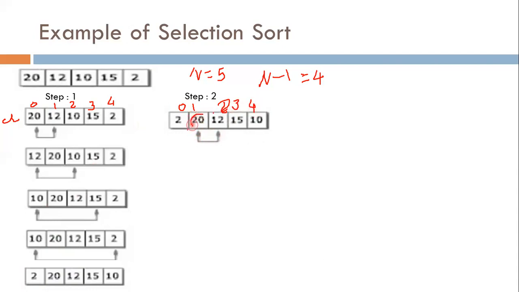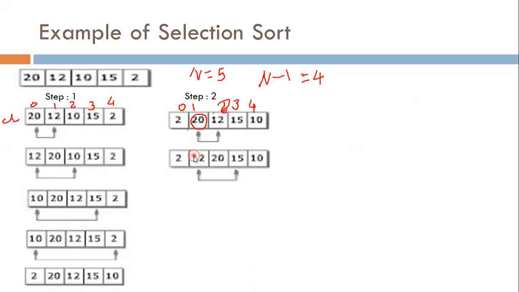Now this time A of 1 is compared with A of 2, then A of 1 is compared with A of 3, and then A of 1 is compared with A of 4. First 20 and 12 are compared, which in this case are not in order. So swapping is made between 20 and 12. So in the next step I get 2, 12, 20, 15 and 10.